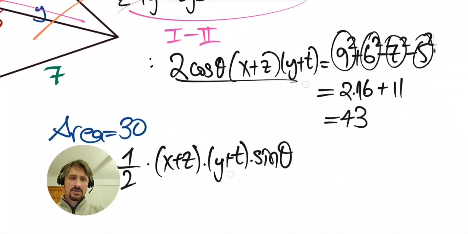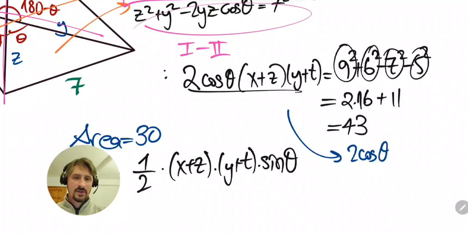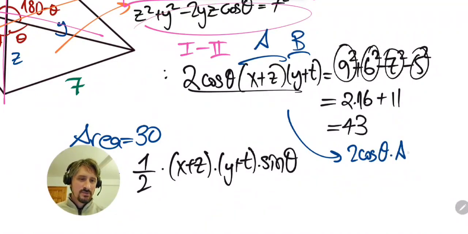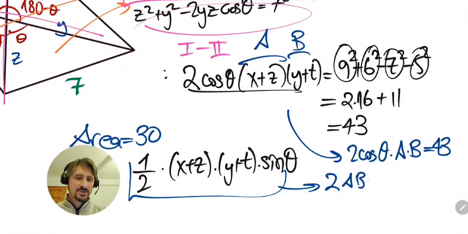So let's work the first equation. So from the first equation, we get the 2 cosine theta. Let me call this quantity A and this quantity B. Okay, that's going to just make my work a little easier. This is 43, and then this equation is indeed, if I multiply both sides by 4, I get 2 times A times B times sine theta equals 30 times 4, which is 120.